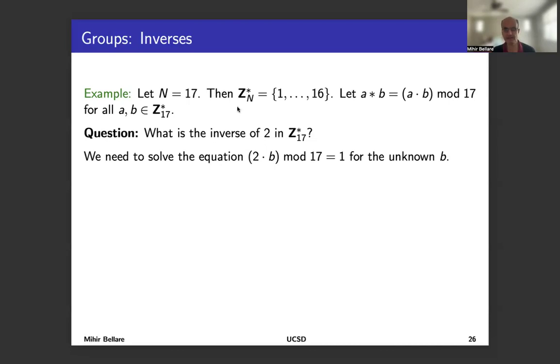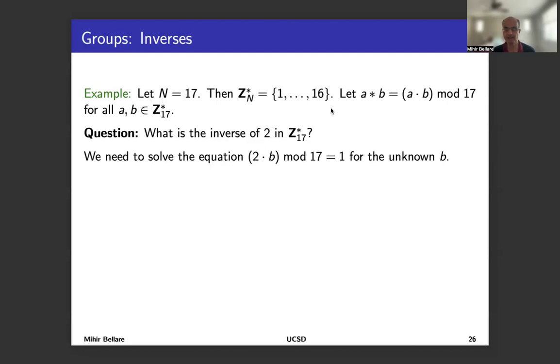So let's get some practice by saying I'll pick a slightly larger value of n, like 17, and ask first, what is Zn star, Z17 star? It's all numbers from 1 through 16 that have no common divisor with 17 by definition. But 17 is a prime. So if I look at numbers 1 through 16, none of them have a common divisor with 17. So in fact, it's all numbers 1 through 16.